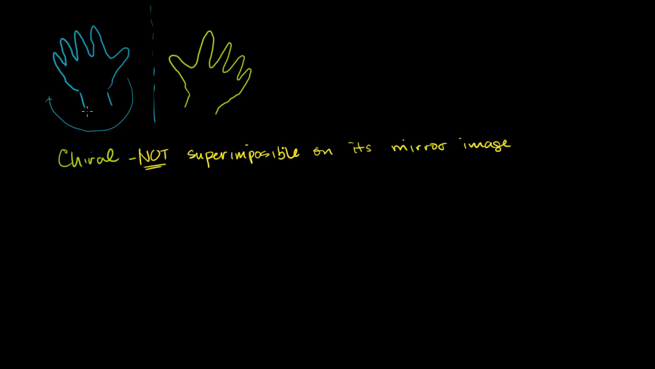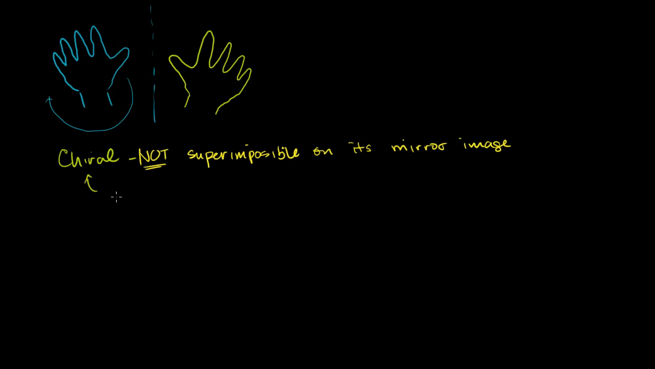So whenever something is not superimposable on its mirror image, let me write this down, we call it chiral. So this hand drawing right here is an example of a chiral object. Or I guess the hand is an example of a chiral object. This is not superimposable on its mirror image. And it makes sense that it's called chiral. It's called chiral because the word chiral comes from the Greek word for hand.